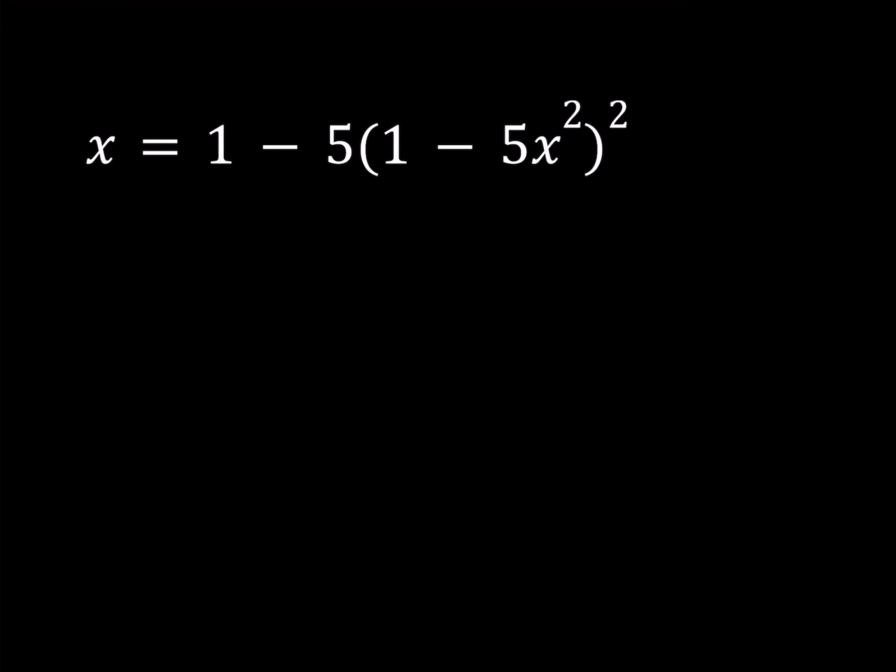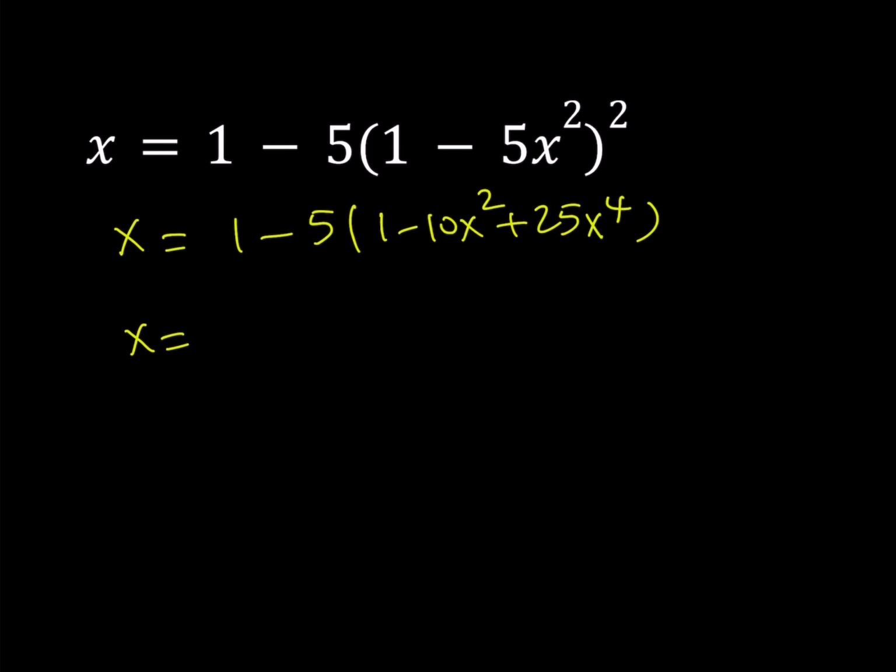Hello everyone. In this video we're going to be solving an interesting polynomial equation. If you expand this, you're going to get a quartic equation, obviously. For example, we could square (1 minus 5x squared) quantity squared. That is going to give us 1 minus 10x squared plus 25x to the fourth power. And then we can multiply that by 5 and subtract the result from 1 and set it equal to x.